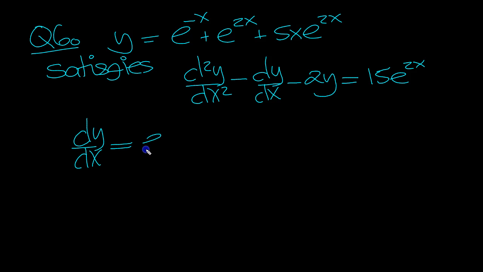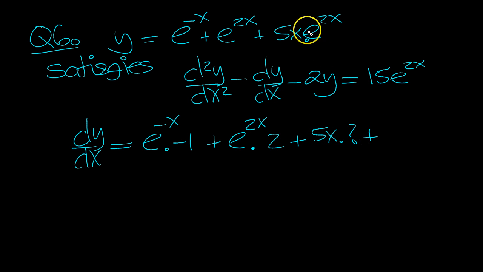Differentiate this: e to the something differentiates to e to the something, multiplied by the something differentiated, plus e to the something differentiates to e to the something, multiplied by that something differentiated, plus, this is a product, u dv plus v du. Now this u dv is this differentiated, which is e to the something, and that differentiates to e to the something, multiplied by that something differentiated, which is a 2.